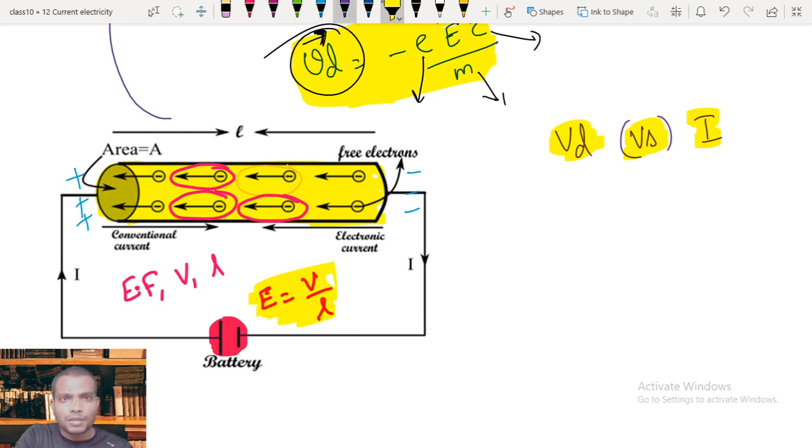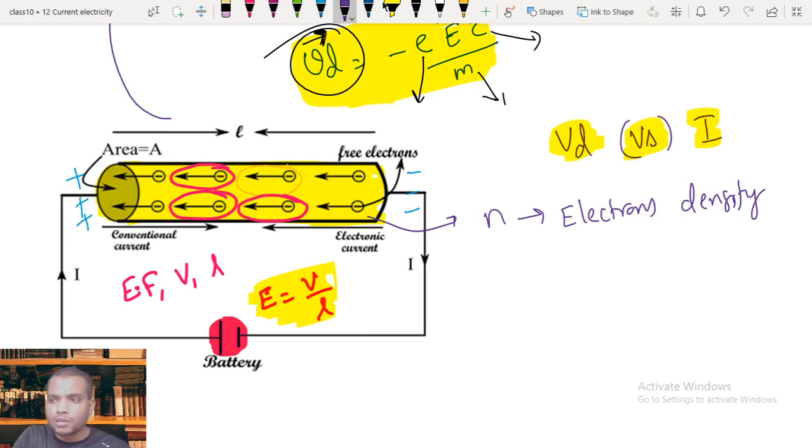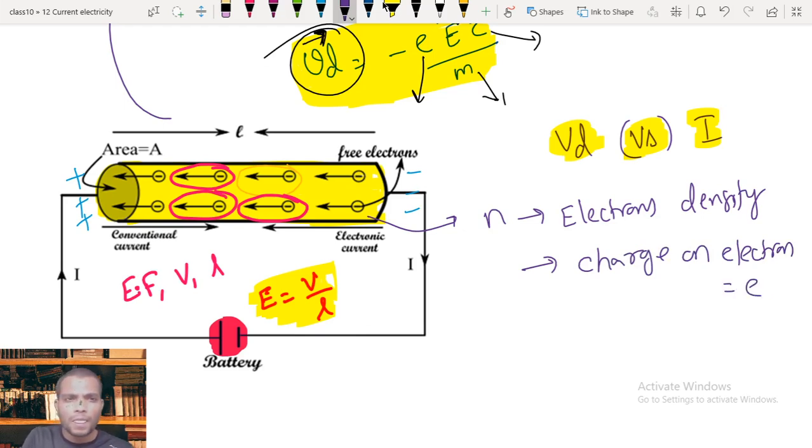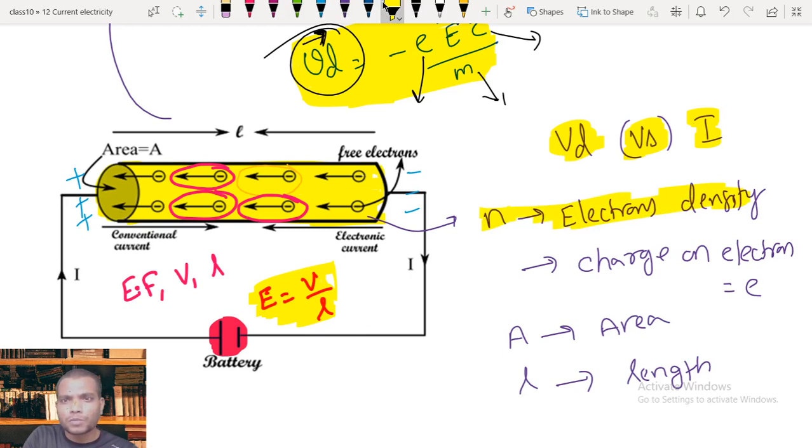Not only that, here we consider small n as the electron density, or charge density. Small e is the charge on the electron, A is the area and L is the length. Small n is the electron density, the number of electrons per unit volume. If you take the number of electrons as capital N per unit volume, you have to multiply accordingly.